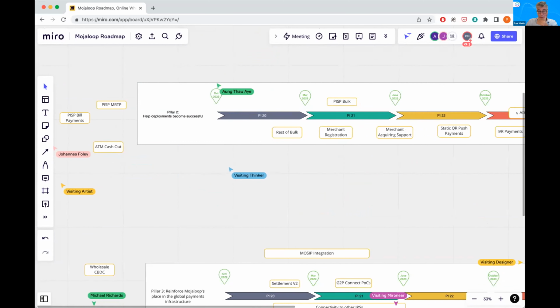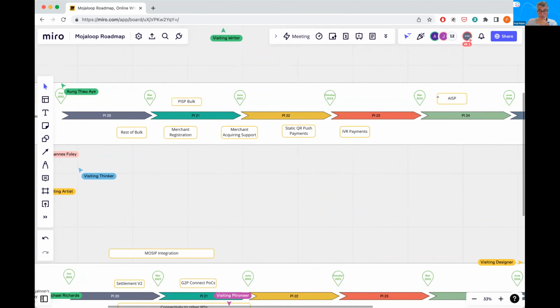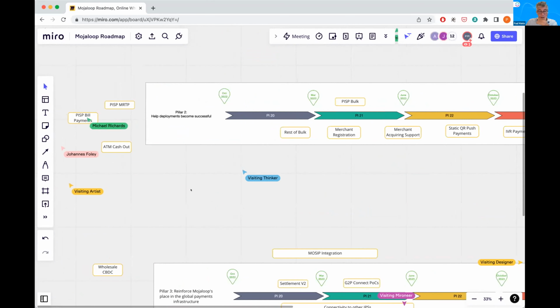AISP, it needs to be in there, but we're not really sure what the market requirement is, so I'm going to push it way out. Anyone else is perfectly free to change any of this. ATM cash out, we could do that fairly quickly because we have actually already done it. PISP, merchant request to pay. Is that not a relatively straightforward one that we've actually already demoed at least? In other words, as Michael is placing it, fairly soon.